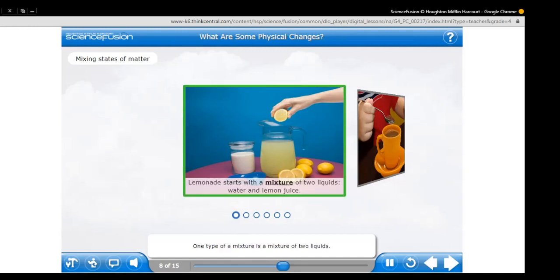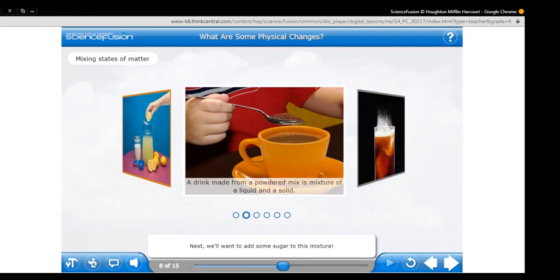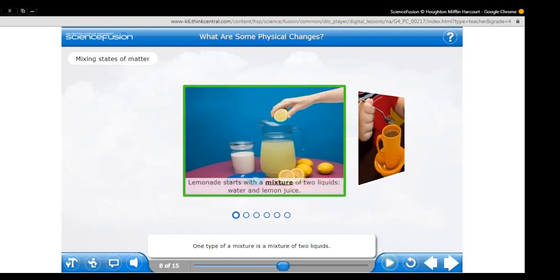One type of mixture is a mixture of two liquids. For example, we can mix water and lemon juice to make lemonade. Next, we'll want to add some sugar to this mixture. So in the first picture, why could I say it's a mixture, Faisal?